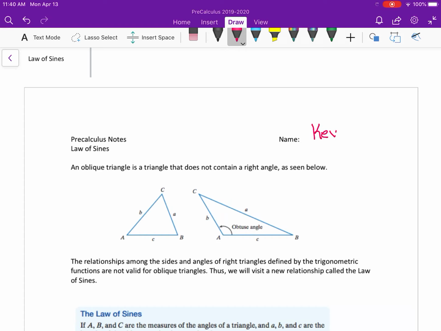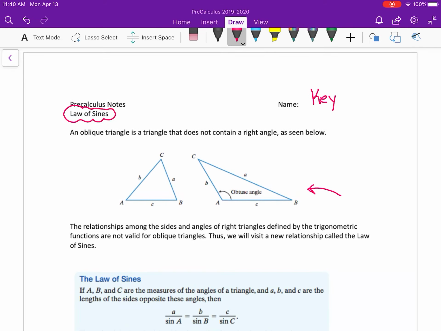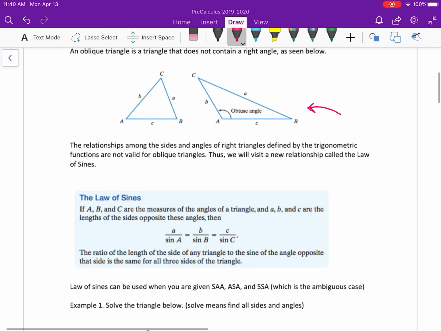But today and this week, we're going to look at two different really important trig concepts, law of sines and law of cosines. And today we're just going to look at law of sines, which is basically a ratio, just like trigonometric functions. But in this case, they are for oblique triangles, so triangles that do not have right angles. And here you can see two different pictures of what an oblique triangle might look like.